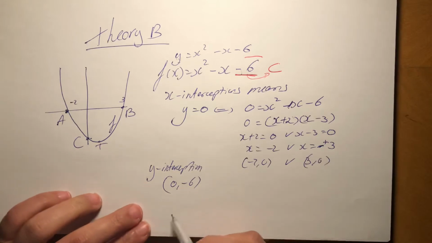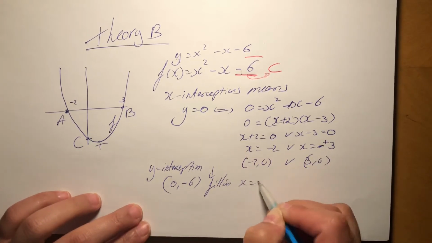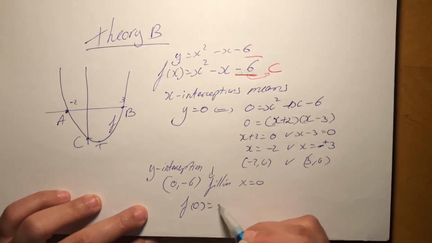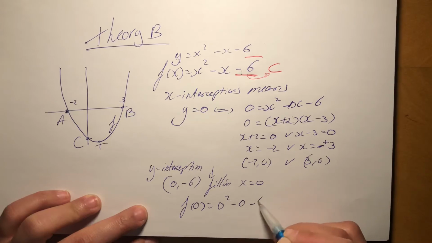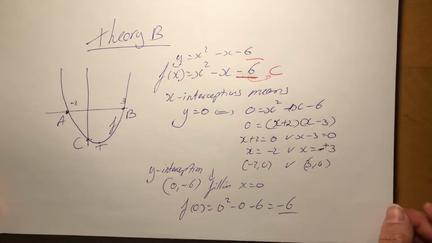If you want to do a check, you know what to do. Fill in x is 0. Let's fill it in. You get a function value of 0 squared minus 0 minus 6. Okay, grab the calculator, negative 6. Then you've done the check.